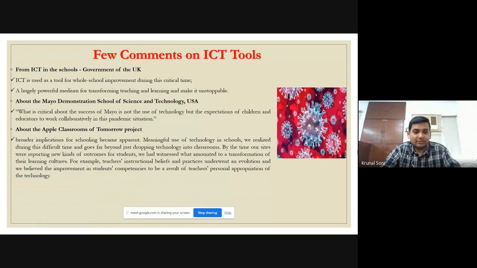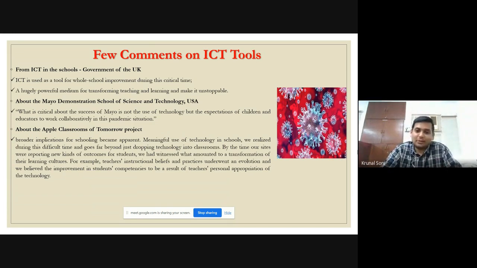The broader implications of schooling become apparent. We realized during this difficult time that meaningful use of technology in schools goes far beyond just dropping technology into the classroom, right? So after the COVID-19 pandemic, what happens? Earlier, we were just showing the students what technology is. But after COVID-19, we have actually implemented that technology into day-to-day life, right? Now, after COVID-19, we have seen the application of ICT tools in the education system, right?